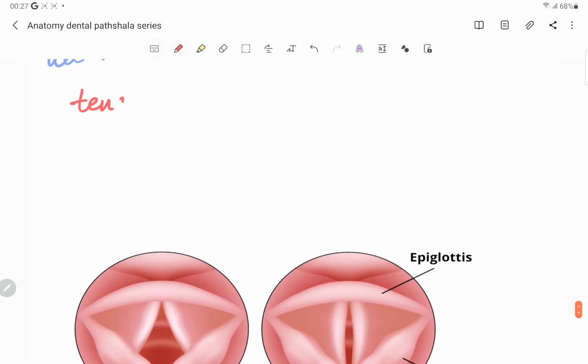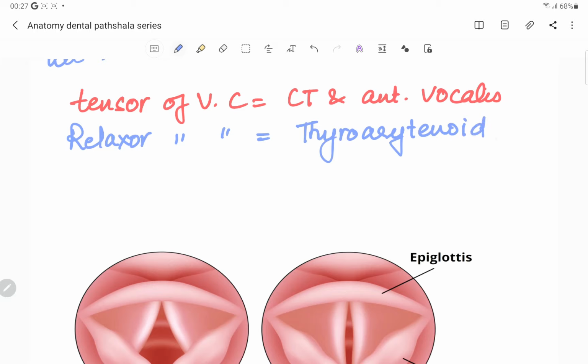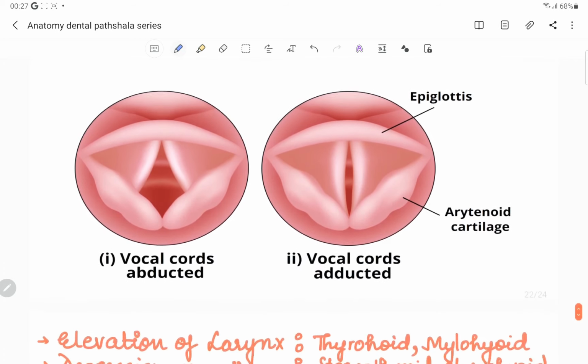So let me write the tensors of the vocal cord. We have the cricothyroid and the anterior part of the vocalis. And vocalis is the innermost part of this thyroarytenoid muscle. And the relaxer of the vocal cord is our thyroarytenoid, as well as the posterior part of the vocalis. Now you can see the vocal cord.